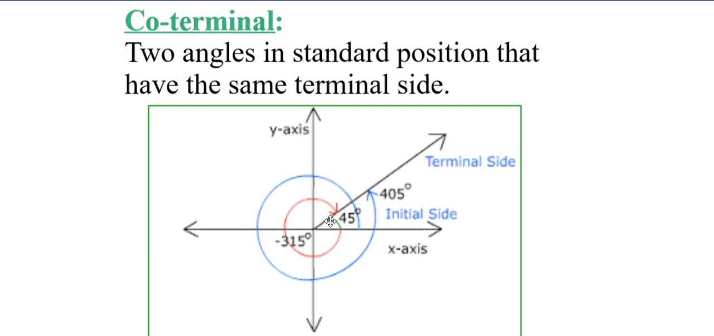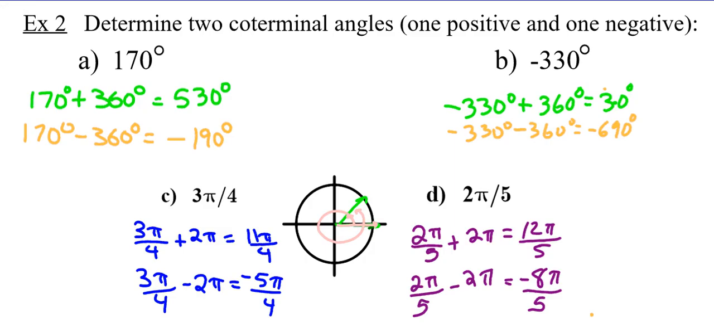And then we could go in a negative direction, right? We could go up to 45 and then subtract 360, and that would leave us with negative 315. All right, and so there we go. We talked about that. To find coterminal angles, one positive and one negative, we would take an angle and add 360 to get the positive. We'd subtract 360 to get the negative.